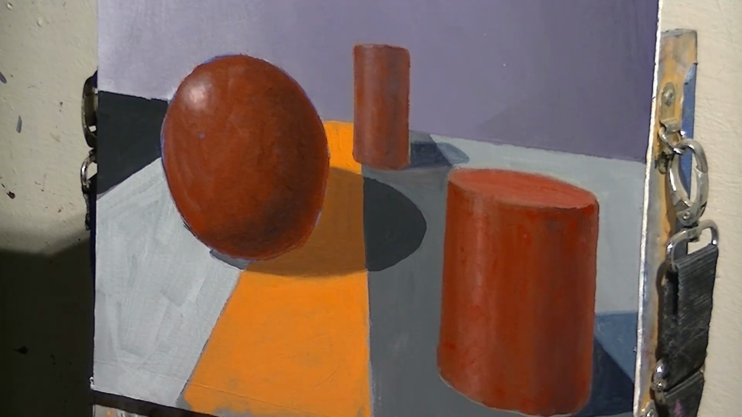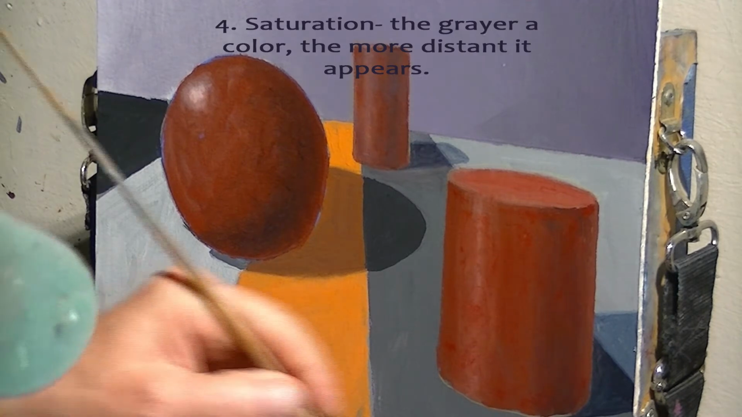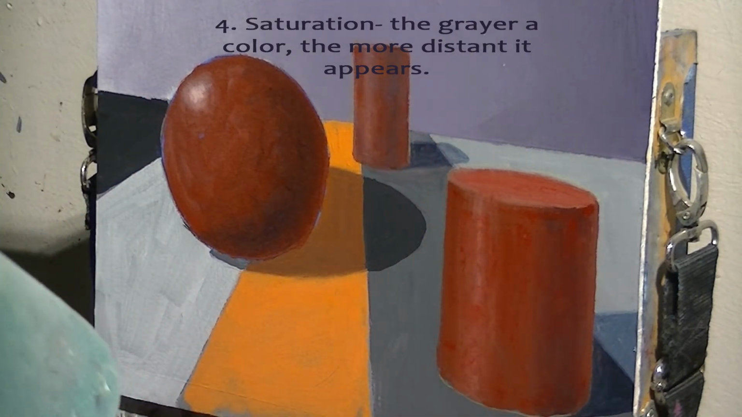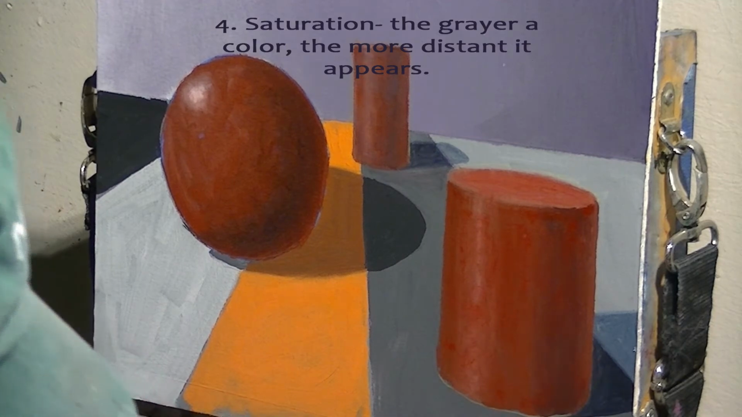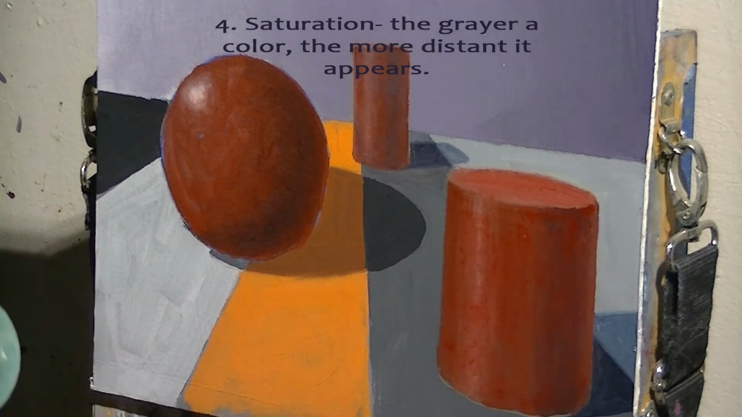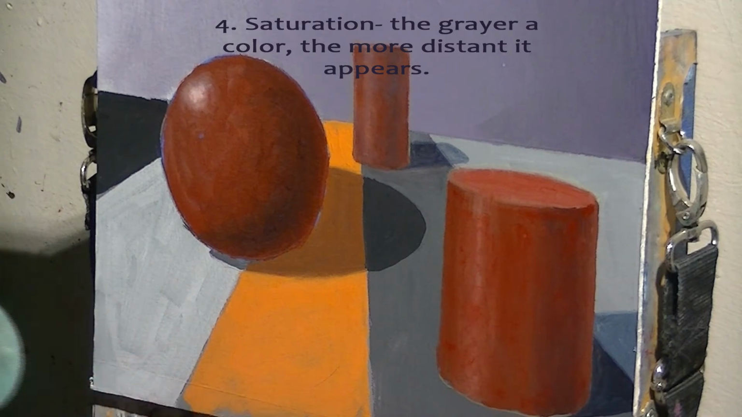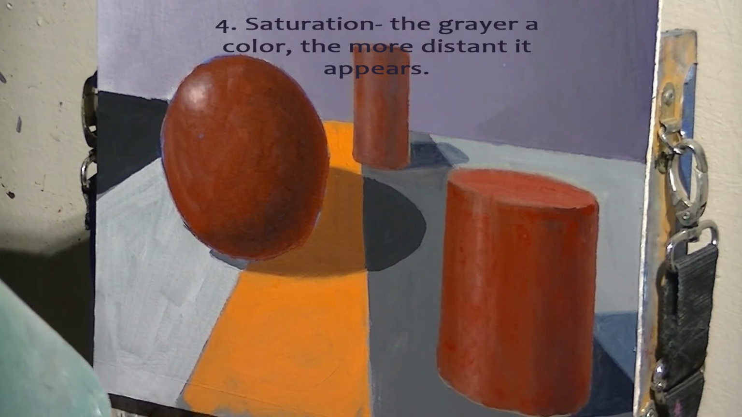So perspective, overlapping, temperature differences. Now a fourth one is saturation. In this case, we're talking about adding gray to a color in order to make it go back. So if I mix up some neutral gray here, I don't think you can see my palette because I wanted you to see this, but I'm mixing some neutral gray and I'm mixing that with the Indian red.